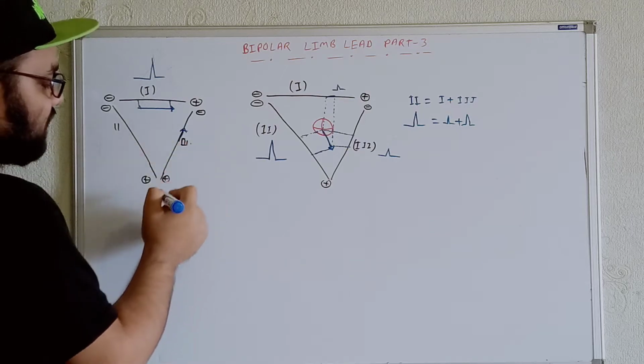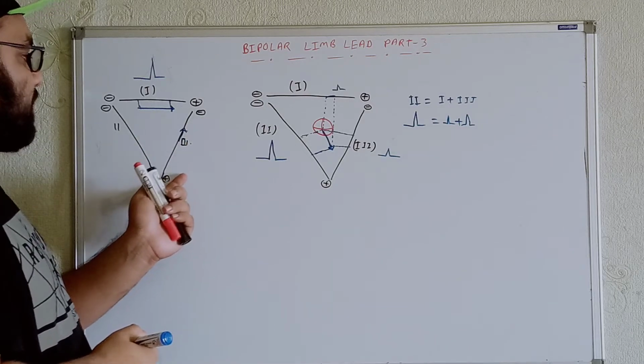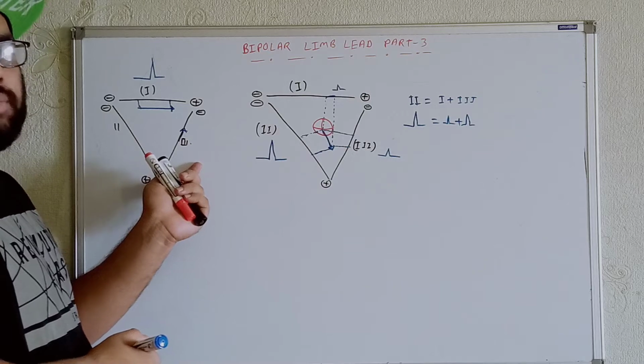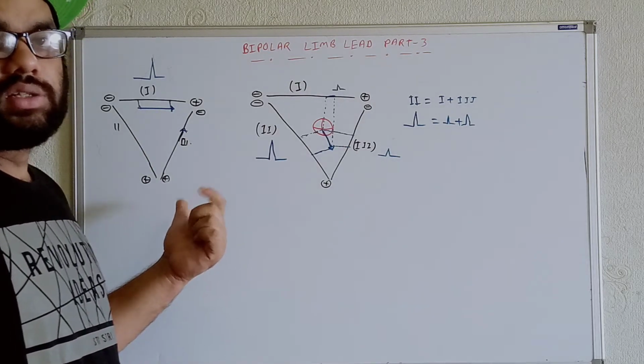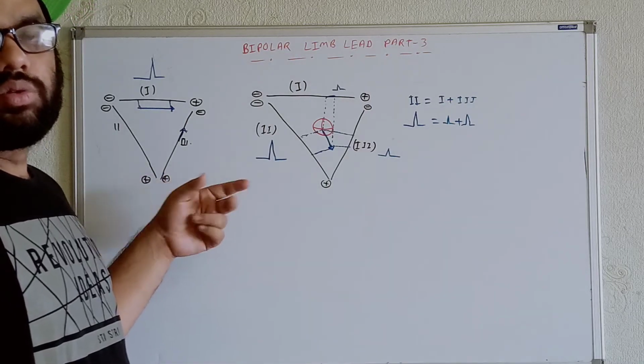So whenever the direction will be in this direction, that means, see, the positive electrode is going from the negative. That means the positive is going towards the negative. So definitely the deflections will be negative. What did I say to you? Whenever we will see the positive deflections, it is when the positive charge goes towards the positive, or the negative one goes towards the negative.